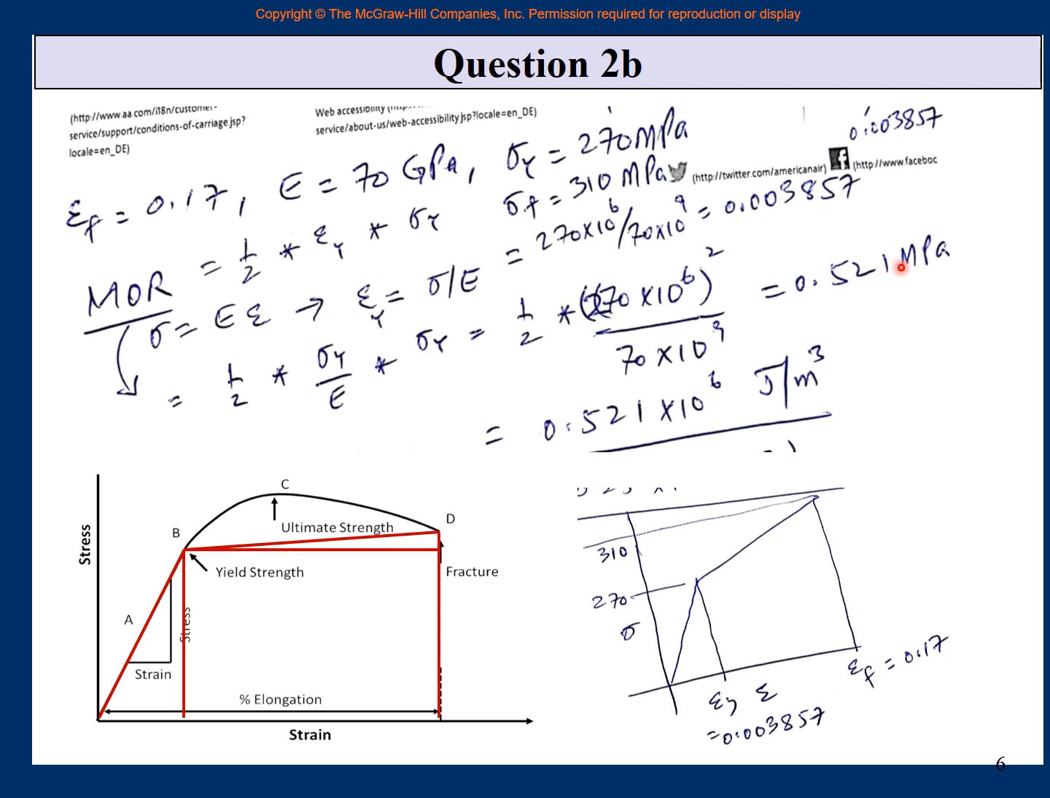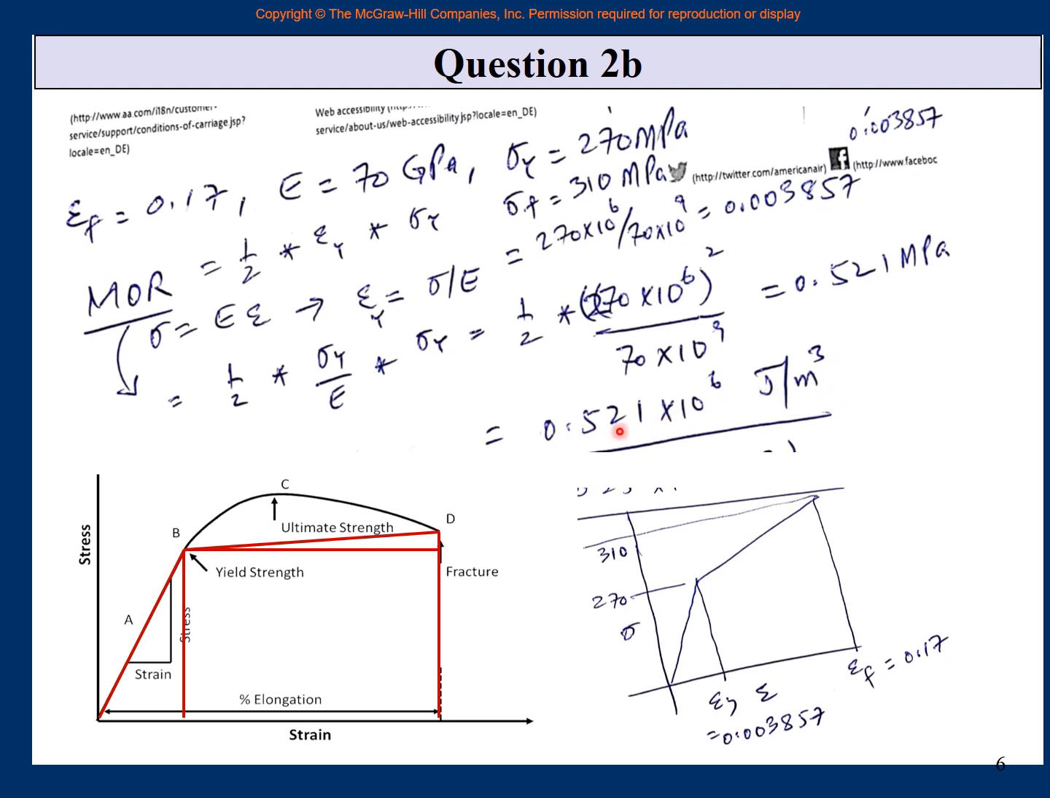But if you leave your answer here, all your calculations are right, but your final answer in terms of the unit is wrong. You will get a small minus half or minus one, because this is the modulus of resilience, and the modulus is an energy unit. We spent a few minutes in the class explaining that if you multiply this and divide this and so on, you will get joule per meter cube.